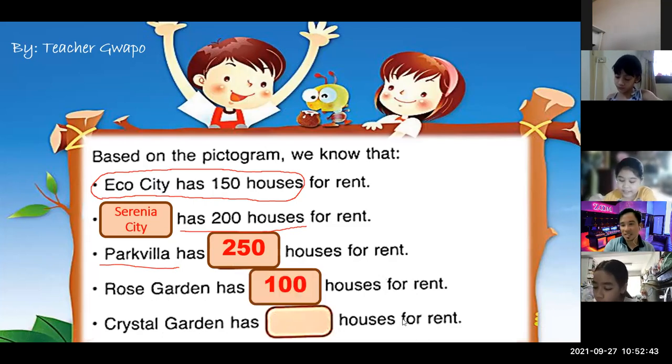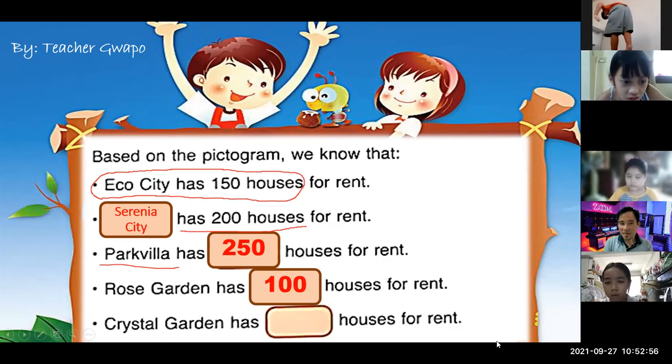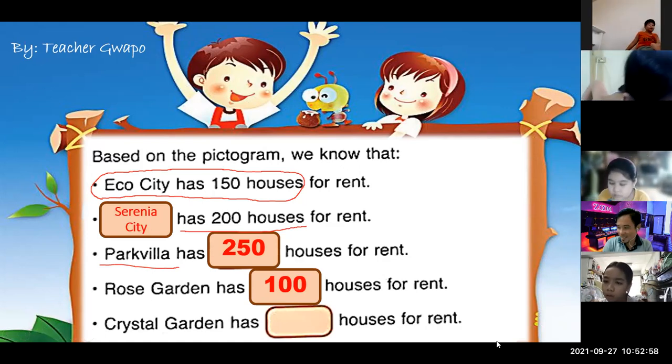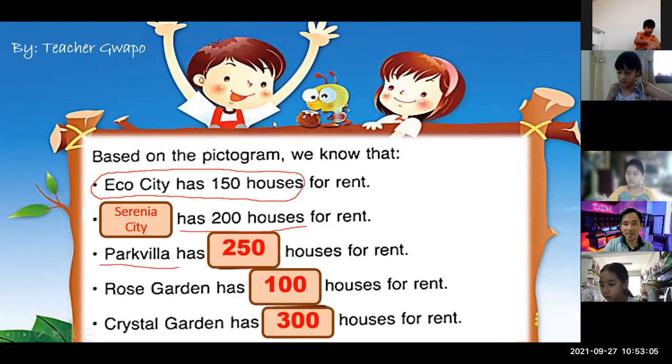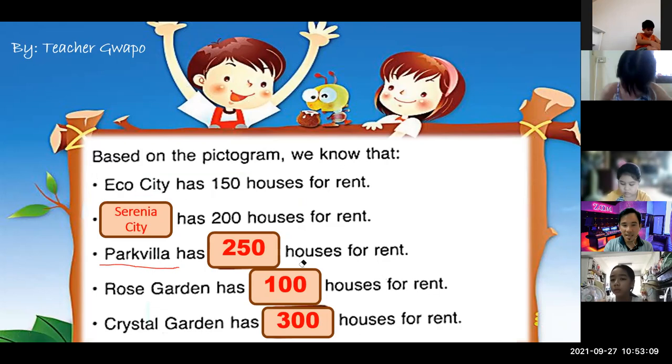How about in Crystal Garden? How many houses for rent in Crystal Garden? There are six pictures. 300. Okay, very good. So in Crystal Garden, there are 300 houses for rent.